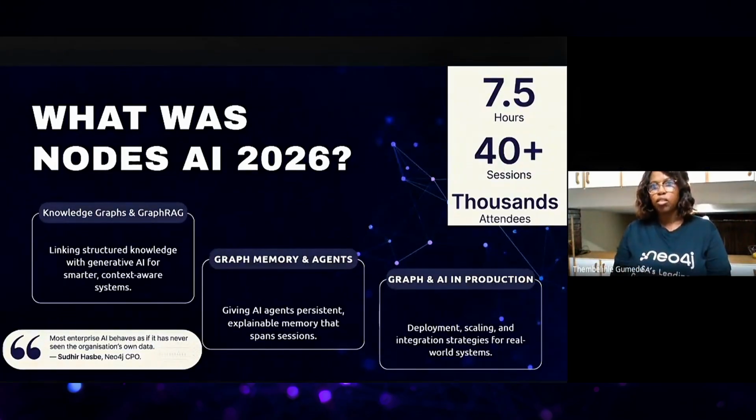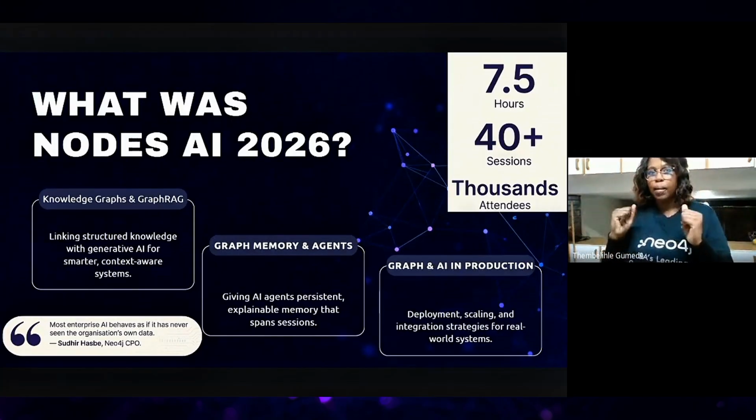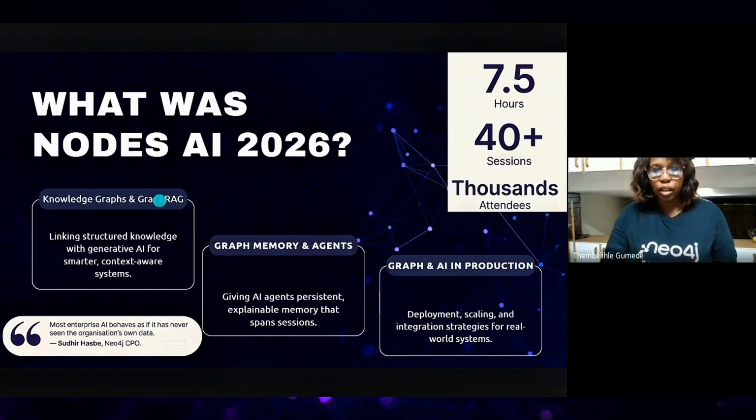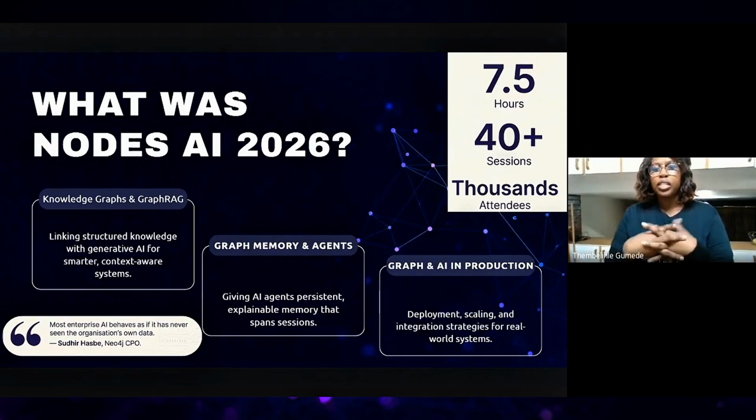It wasn't just a conference that tells you the what or the why, but also the how. There were also live demos. And should you want to see these presentations for yourself, you can go to Neo4j's webpage under the Video Hub, and you'll get to see the presentations for yourself. If I could summarize what was covered in one sentence, it would be this: Nodes AI is where the future of AI architecture is being defined.